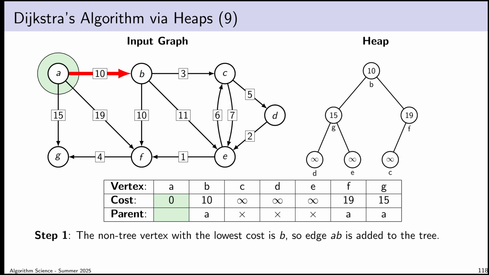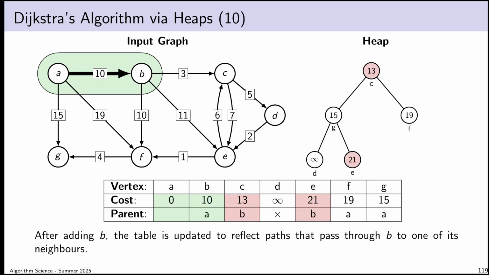So at this step, step 1, the non-tree vertex with lowest cost is B, so I add edge AB to the tree. And as part of step 1, I would be doing a remove min operation, so I delete B from the heap, and then I have to also update various keys in the heap as I update my table. So I relax the edges from B to its neighbors, all of these. I think only 2 of them get updated. It looks like there's no improvement of travel to vertex F, so I just update C and E. Those have to be updated in the heap as well.